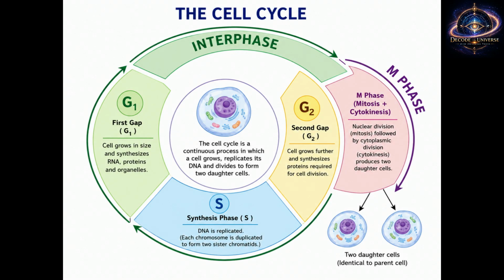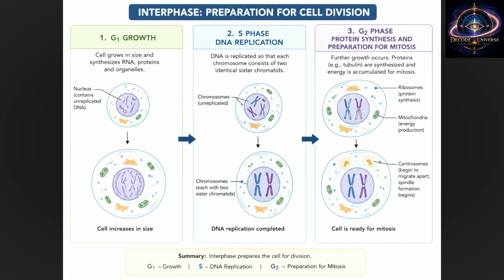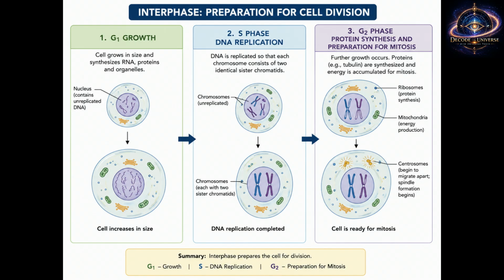Two main phases of cell cycle. The cell cycle has two main phases: Interphase, the preparation phase, and M phase, the actual division phase. In human cells, the cell cycle usually takes around 24 hours, but actual cell division takes only about 1 hour. Most of the time is spent in preparation. 3. Interphase. Interphase is not a sleeping phase. It is a very active preparation phase.